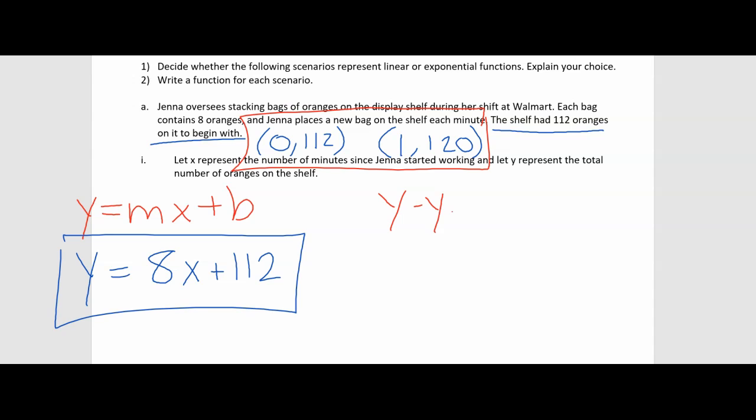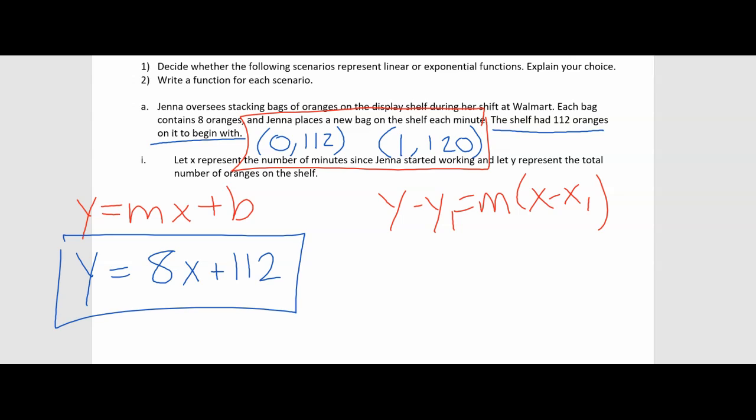y minus y1 is equal to m times the quantity x minus x1. It takes a bit more time, but maybe you didn't understand how to write it in slope-intercept form first. So just another way of figuring out what the equation is, you could always think about starting from point-slope form as well.